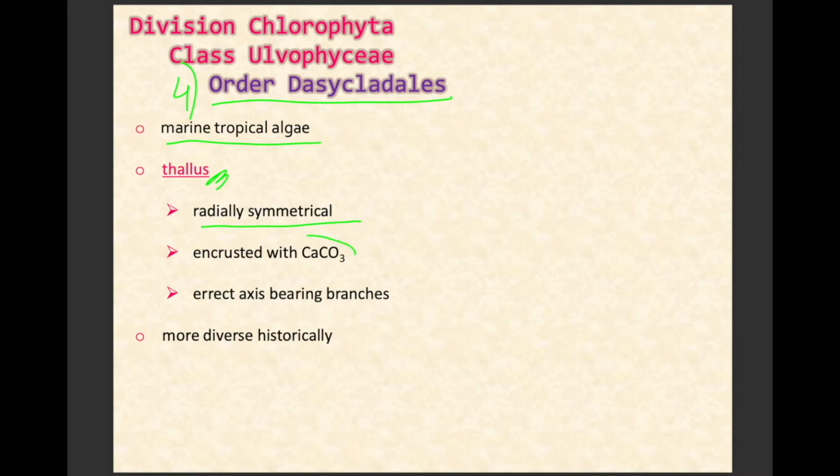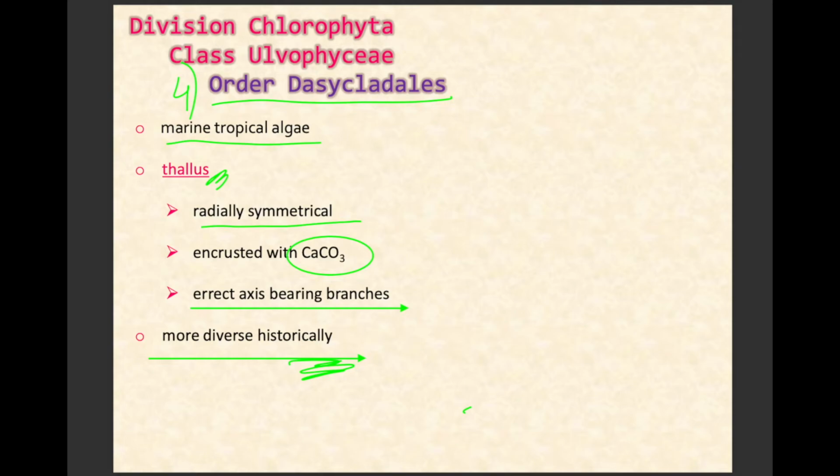And sometimes meron kang high degree of encrusting calcium carbonate deposition, lalo na sa mga babang portion ng mga organism na to. They have an erect axis that usually bears branches. Historically, yung order ng Dasycladales, they are the most diverse order na naaral ng mga phycologists natin.